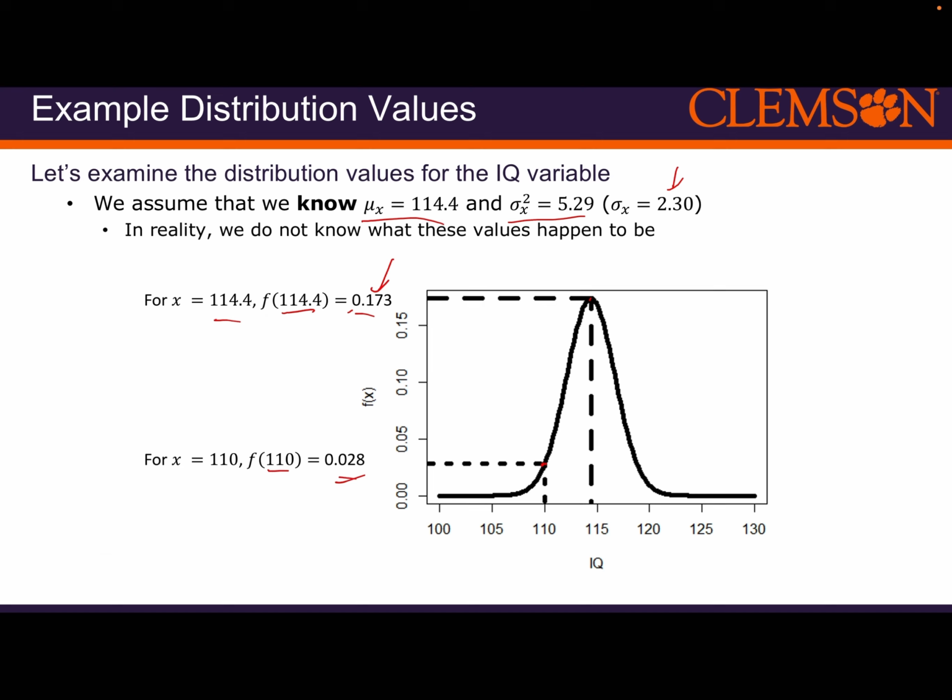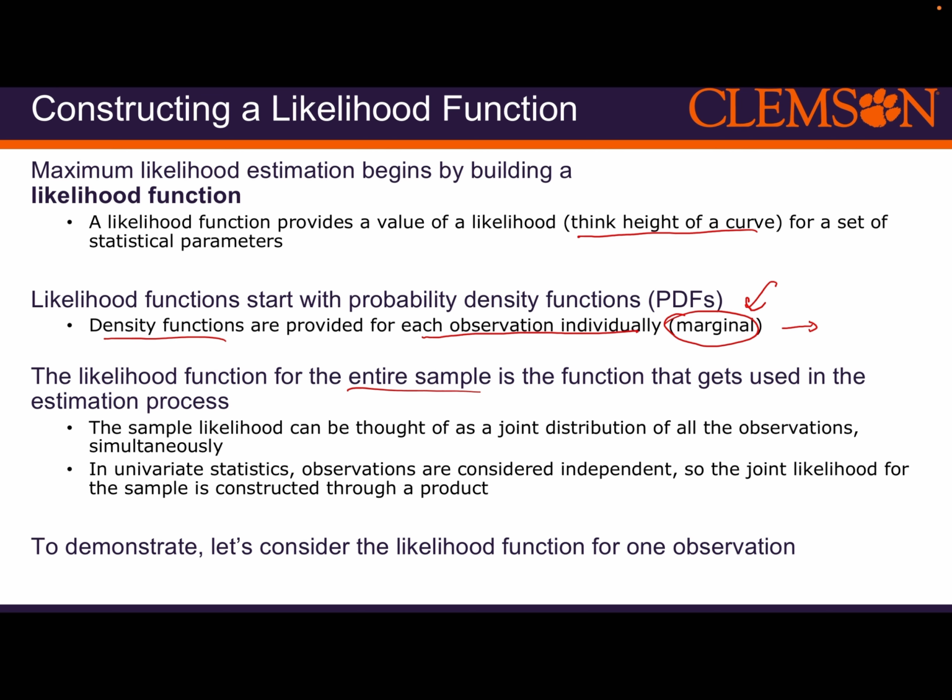All right, so the likelihood function for the entire sample, not just a single observation. This slide is a single observation, right? This is a single observation of 114.4. This is a single observation of 110. We're talking about all the observations at once. So the likelihood function for the entire sample is the function that gets used in the estimation process. The sample likelihood can be thought of as a joint distribution of all the observations simultaneously.